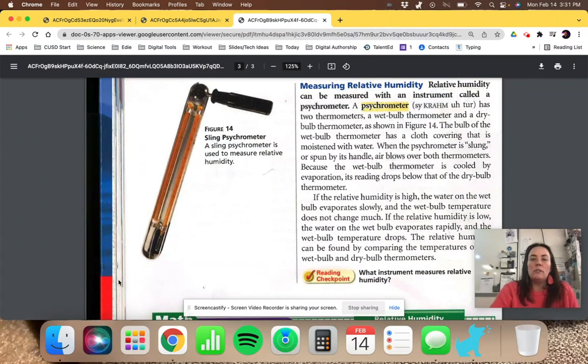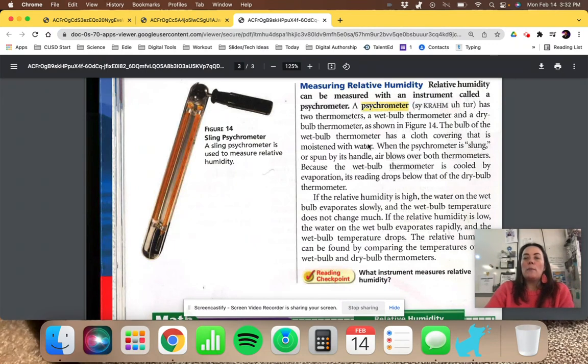This little random tool looks a little silly. We're going to use something like that, but that looks like a really old one. Relative humidity can be measured with an instrument called a psychrometer. We're going to use that. It's called a sling psychrometer. A psychrometer has 2 thermometers, a wet bulb thermometer and a dry bulb thermometer, as shown in figure 14.